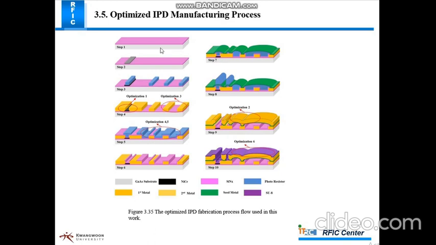So first one is plasma enhanced CVD, evaporation and photoresist material, and also electron beam evaporation, then photomask, and also etching. And step 7 is sputtering, step 8 is plating, and step 9 is mask alignment and also oxidization. So in this case we show the optimized IPD manufacturing process in this figure.